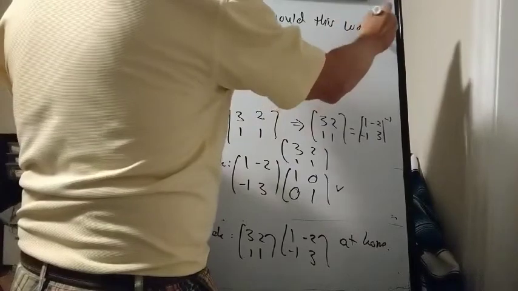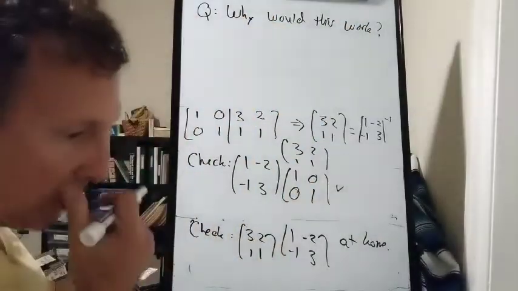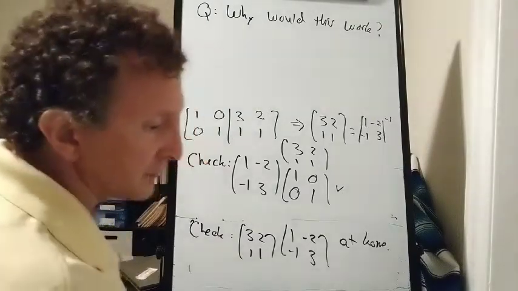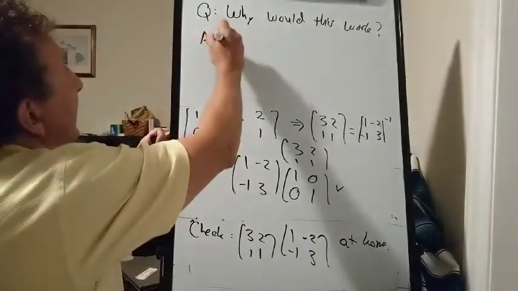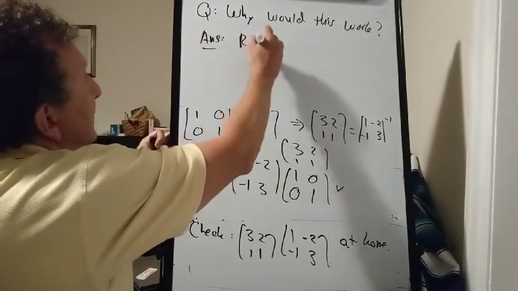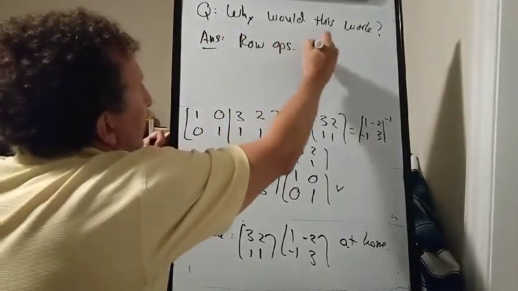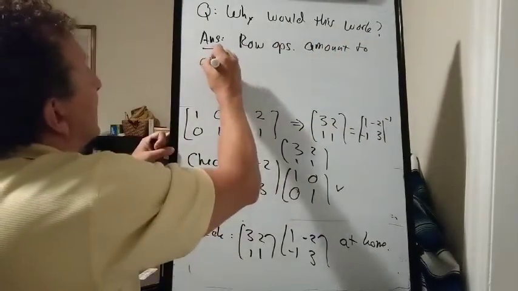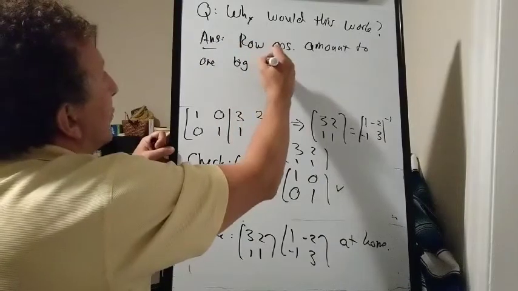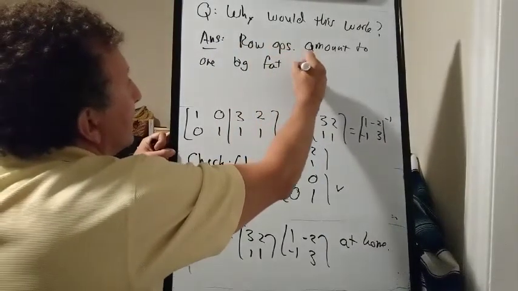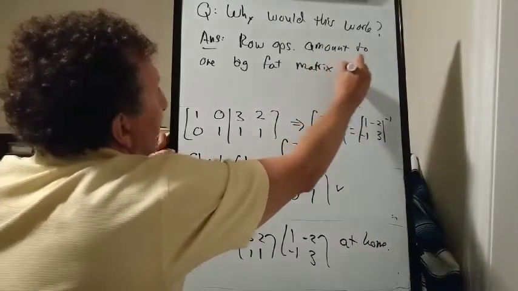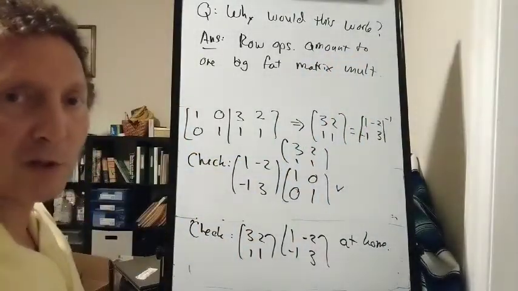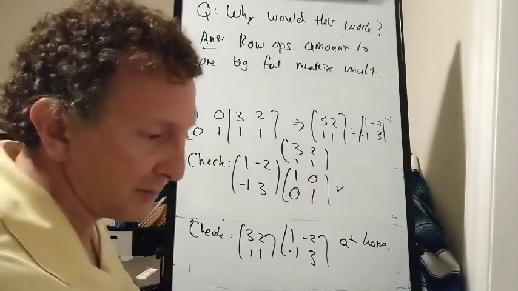Now a good question to ask right now is, why would this work? And the answer is that row operations amount to one big fat matrix multiplication. So every time we do one of those row operations, we're multiplying by a matrix on the left.